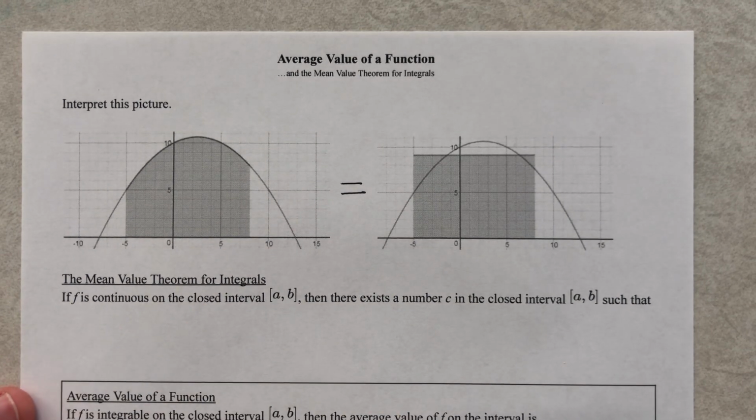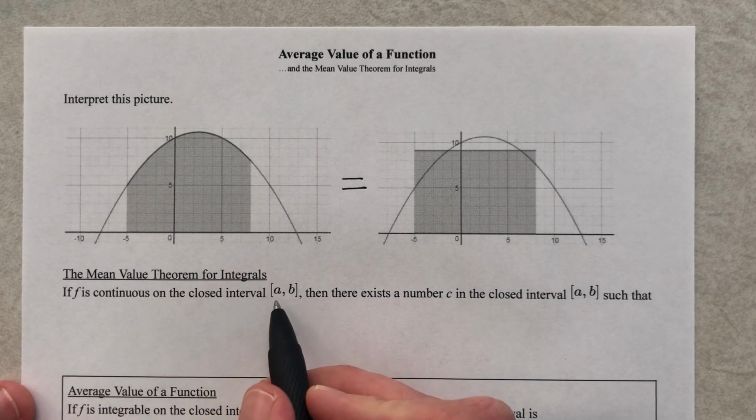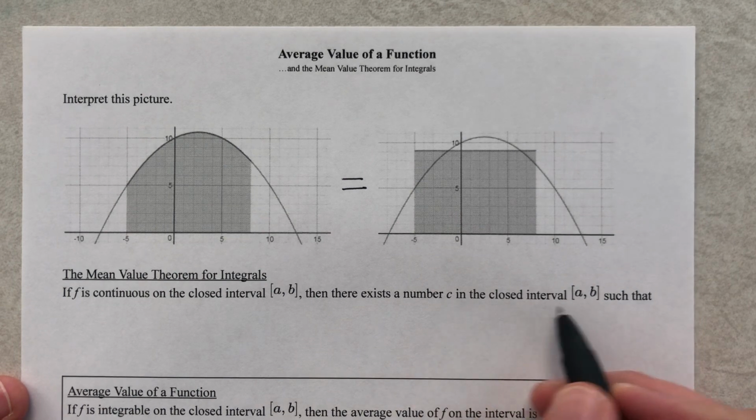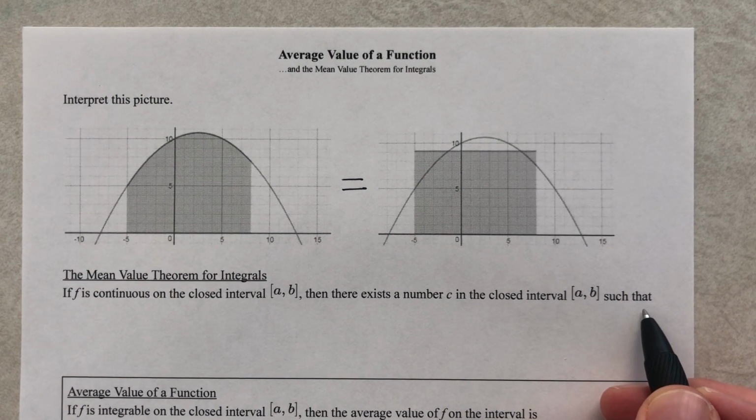Mean value theorem for integrals. Whoa, all of a sudden, this is getting wordy. If f is continuous on the closed interval from a to b, and it is, there exists a number c in the closed interval [a, b] such that... Okay, often we read math and we get a little lost because it's all these letters and stuff, so let's start all over.